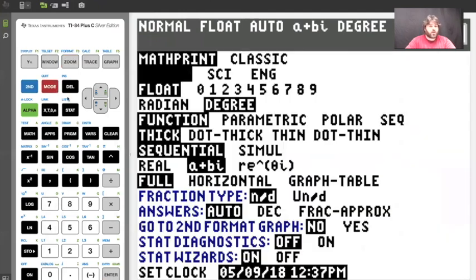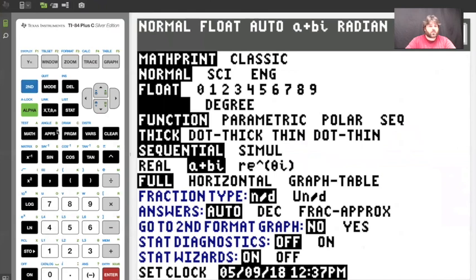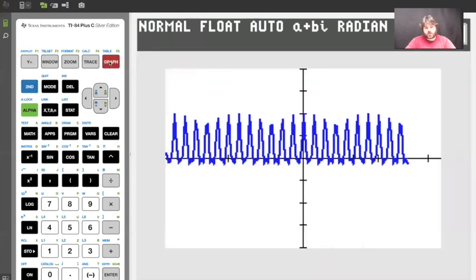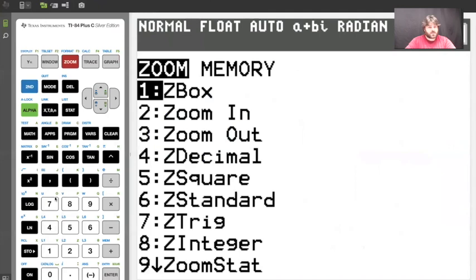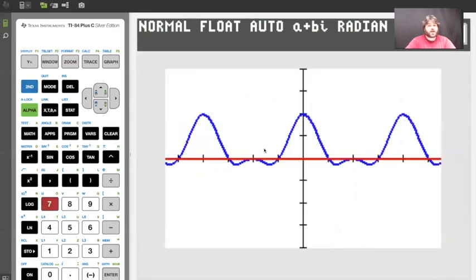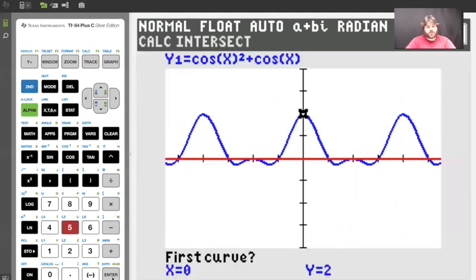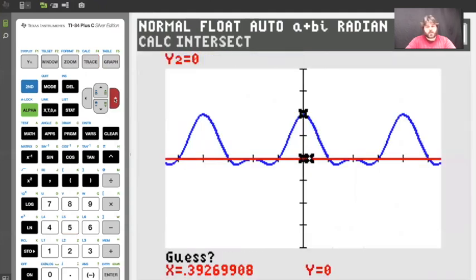Now, if I'm in radian mode, it should look like the identical graph. Once I hit zoom 7, there's the identical graph, but now it's all in radian measures. So if I do the same thing, number 5, enter, enter, and then get close to this one, hit enter. There's my 1.57. That's pi over 2. So if you're in radian mode, you can still do that. It'll still work, but just remember, once you change modes, to go back to zoom 7, that trig zoom, to reset your graph, because the window will be all messed up.